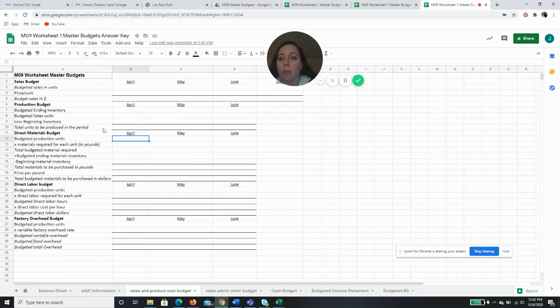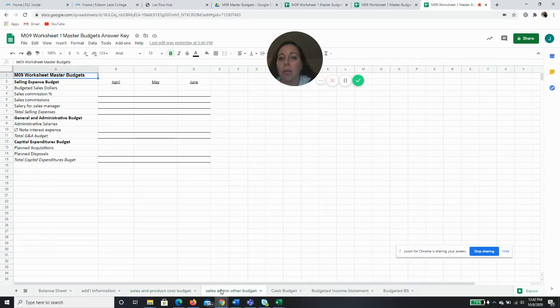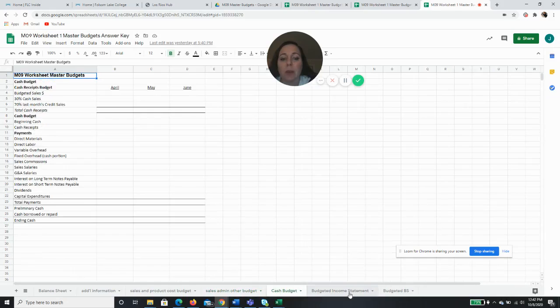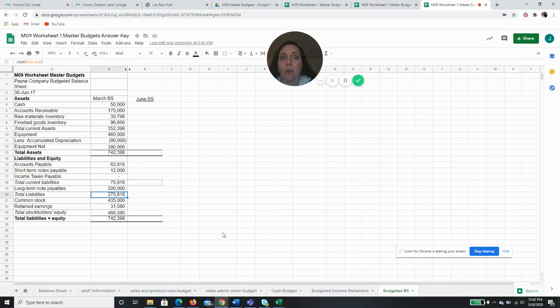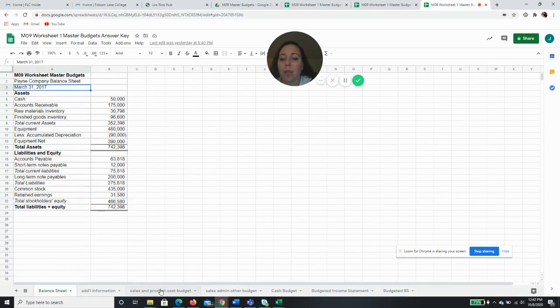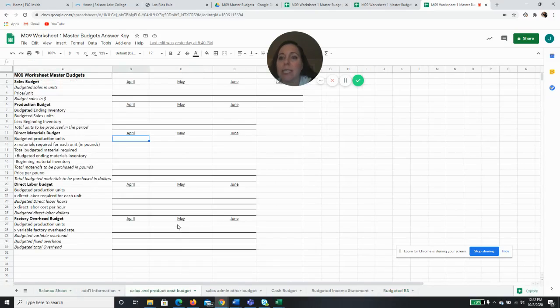Then we have our budgets. We're going to start with the operating budget. So we'll have sales, production, direct materials, direct labor, and overhead. Then we're going to have our selling expense, general admin budget. We're going to do a cash budget, a budgeted income statement, and a budgeted balance sheet. You're like, wow, that sounds like a lot. It probably feels like a lot, but we're going to go pretty quickly with it. So let's get started, and we're going to start today with our sales budget.